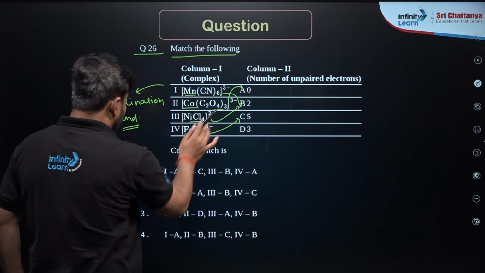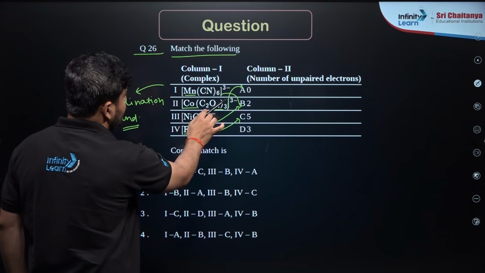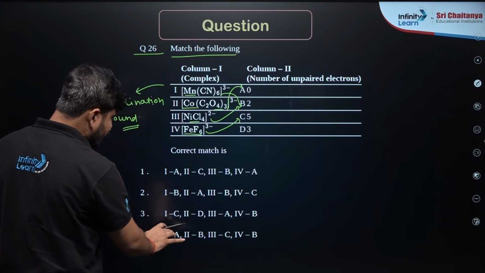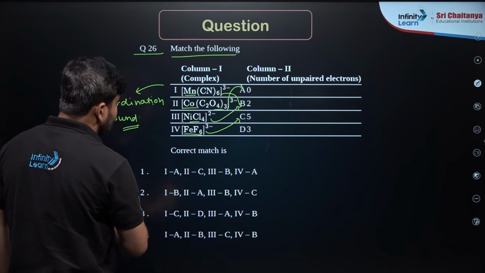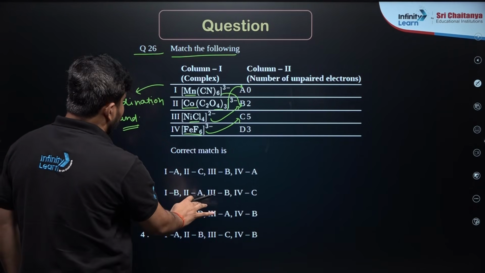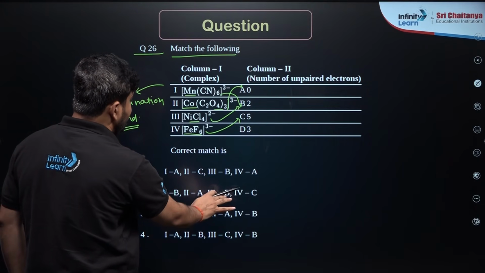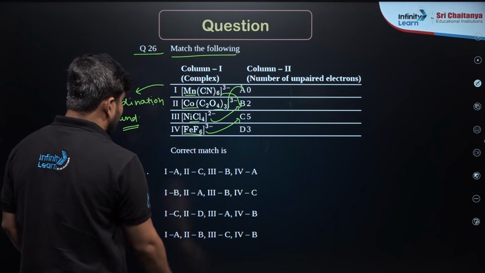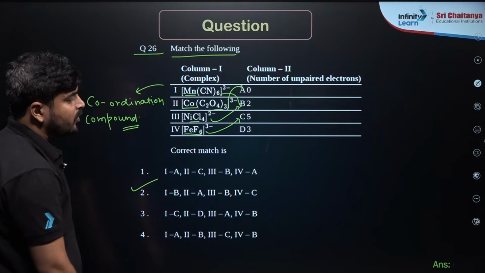So the first one is going to match with B. Second one is going to match with A. Third one is going to match with B again, and the fourth one is going to match with C. So the second option is the correct one for this question.